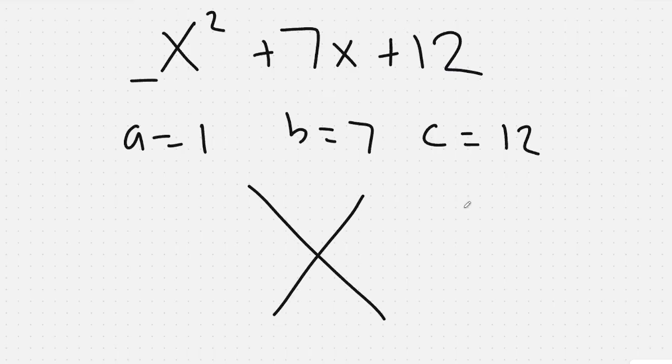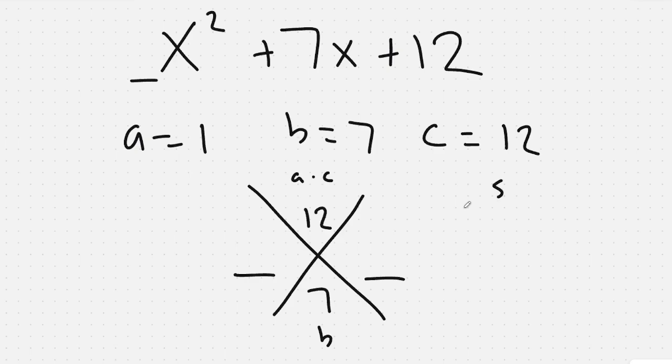And so what we're going to do on the top of the x, we're going to multiply the a and the c coefficients, and that's going to give us 12. In the bottom of the x, we're going to leave our b coefficient by itself. Our goal is to find two numbers that multiply each other to give us the top number, and then the same two numbers need to add up to each other to get the bottom number.